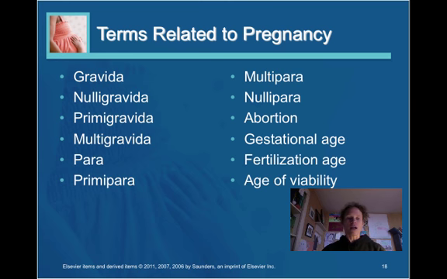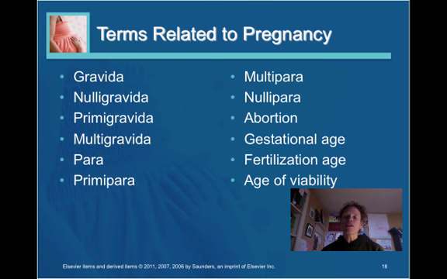A primipara is a woman who has given birth to her first child, and it doesn't matter whether that child was alive at birth or is living. Multipara means that the woman has given birth to 2 or more children in the past. Nullipara means that the woman has never given birth.